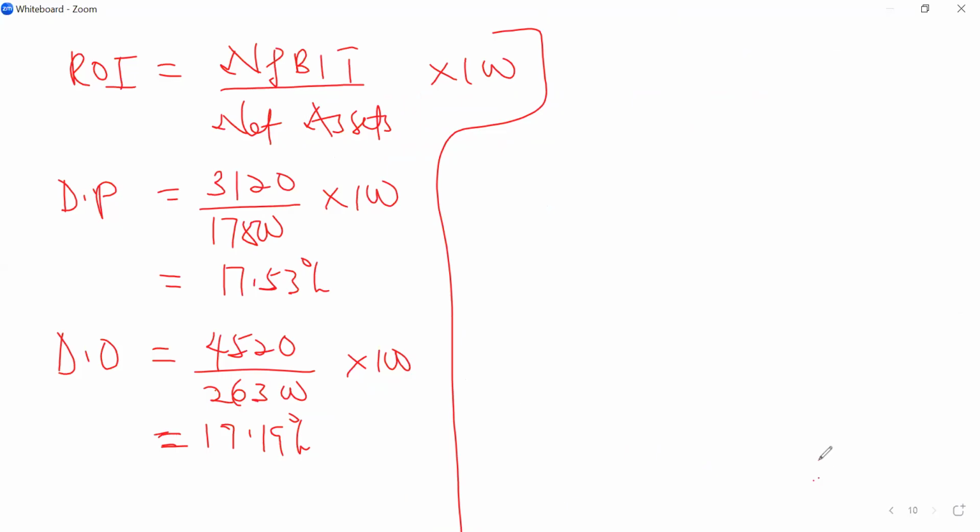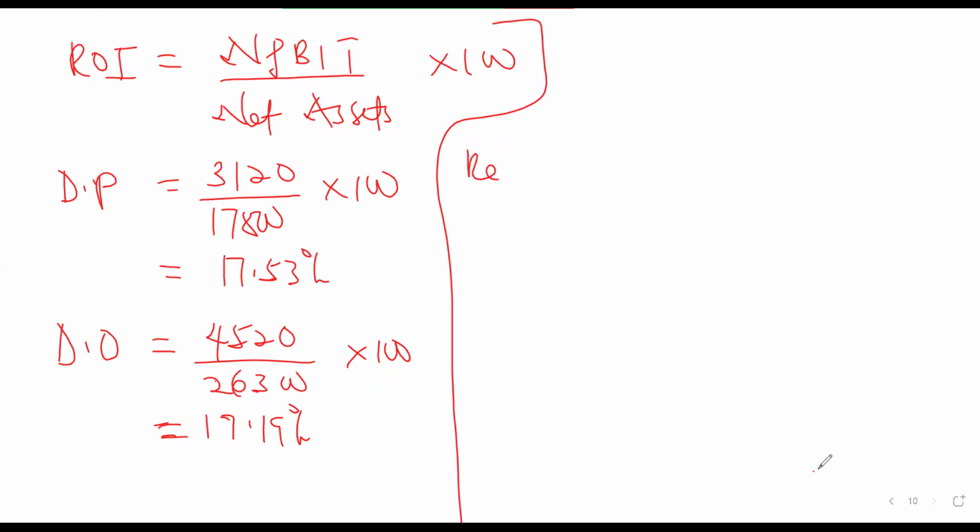How do we calculate residual income? Residual income is just like the EVA, but for residual income we use accounting profit. So you have your net profit before interest and tax minus your imputed or finance charge, or notional charge. Okay, so minus your imputed cost here.